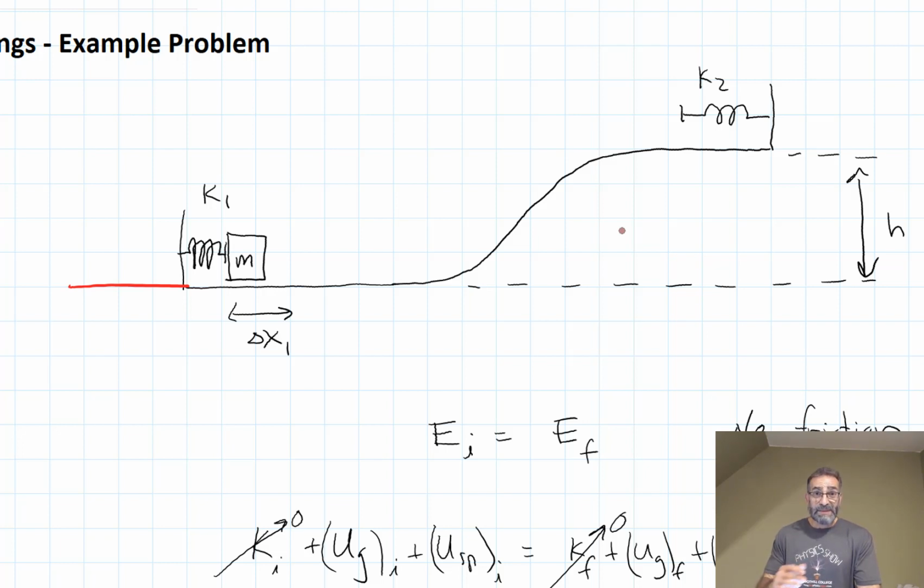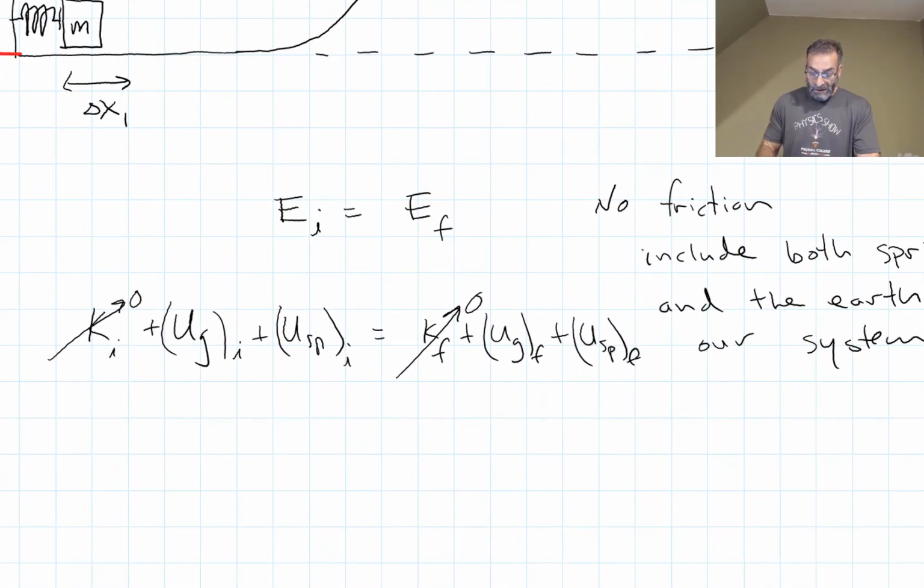Or some students like to pick the lowest point in the problem, which doesn't have to be at the beginning or the end. In this case, the lowest point is at the beginning. So we could say y equals 0 there, and as we go up, it's our positive direction. That means that at the beginning of our problem, we have no gravitational potential energy, because gravitational potential energy is mgh, and our height is 0 at that point. We've just defined it to be 0 there. But at the end of the problem, we are going to have gravitational potential energy.